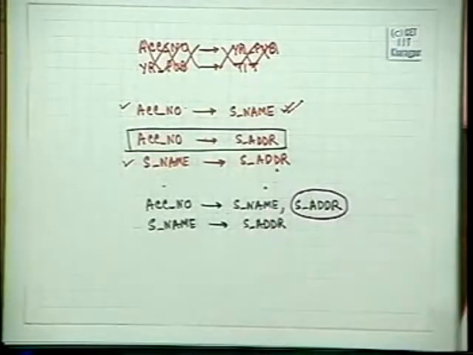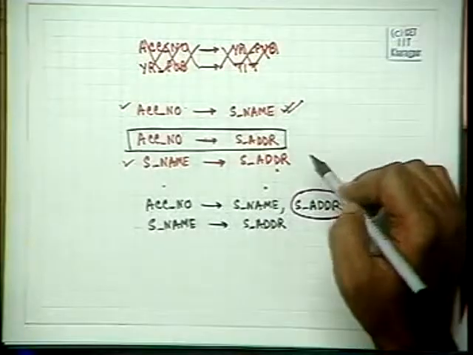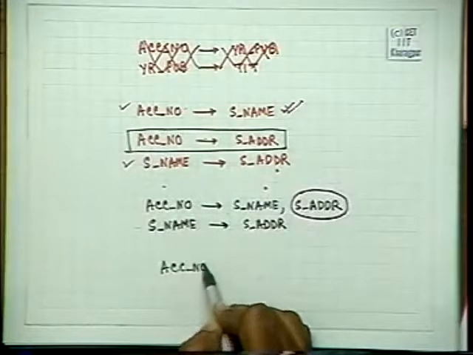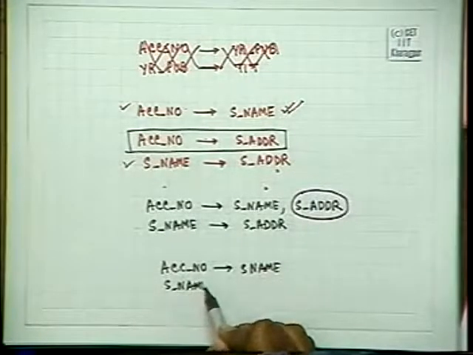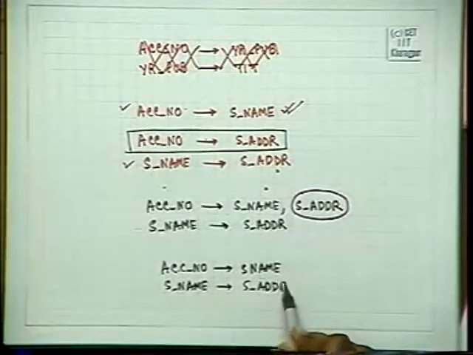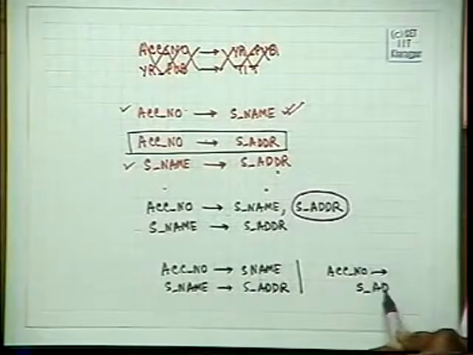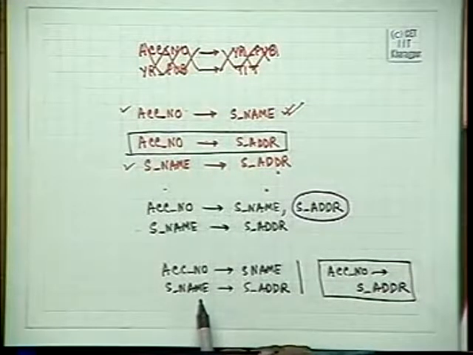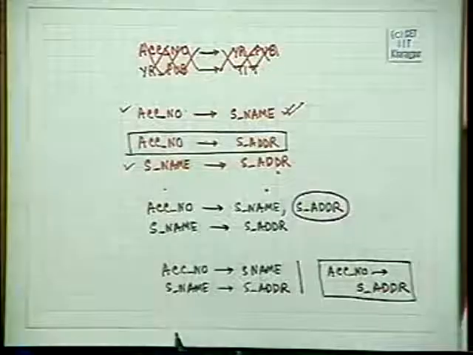Now, to understand how the concept of detection of redundancy works, we have to understand how a set of functional dependencies logically implies another functional dependency. That is, how accession number to S name and S name to S address, we have shown that these two together imply accession number to S address. Now, is there any other type of thing that we can derive from this? Is any other functional dependency available?